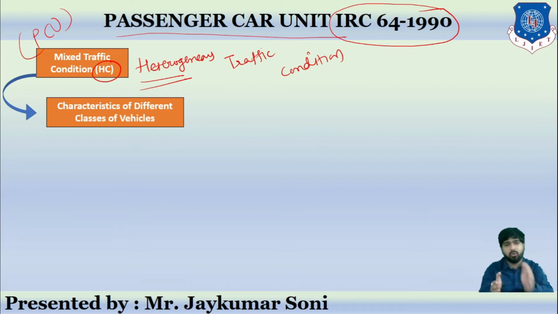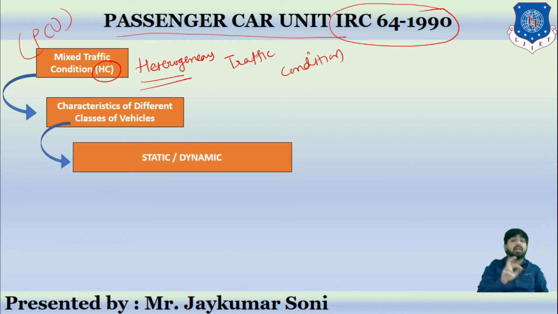Cycle has its own characteristic, scooter has its own characteristic, bike will have its own characteristic, bus will have its own characteristic, motor car will have its own characteristic. A rickshaw can have its own characteristic. So this is how, whenever your vehicle will encounter mixed traffic condition, that is also called heterogeneous traffic condition, different classes of vehicles will be there and different characteristics will be there.